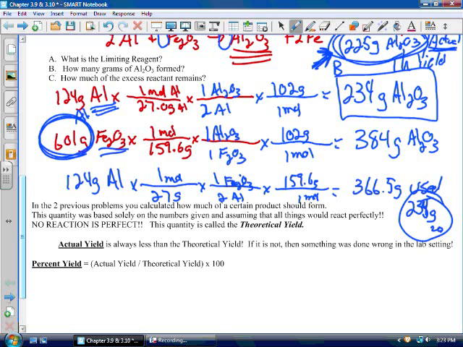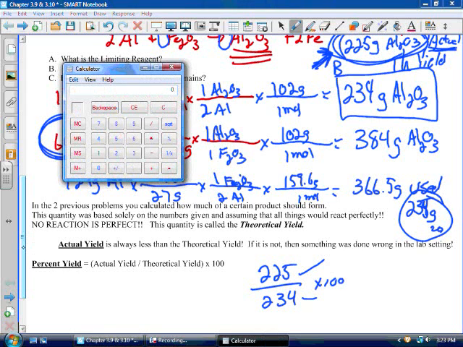We would take 225 grams divided by 234. So this is what we actually did get. This is what we're supposed to get, times 100. And we would punch that in a calculator. So we would say 225 divided by 234 times 100. And we would get 96.1 or 96.2% yield.